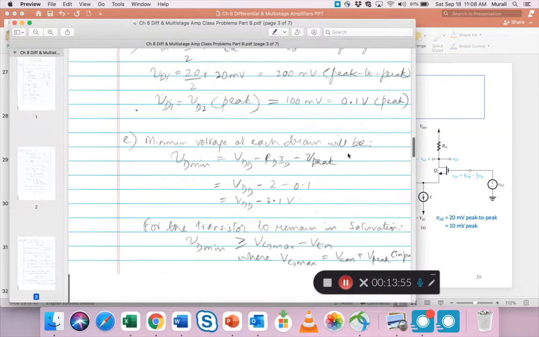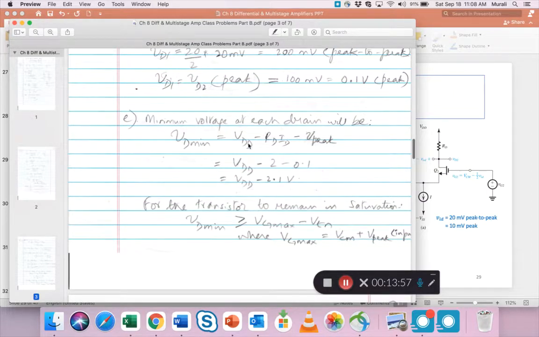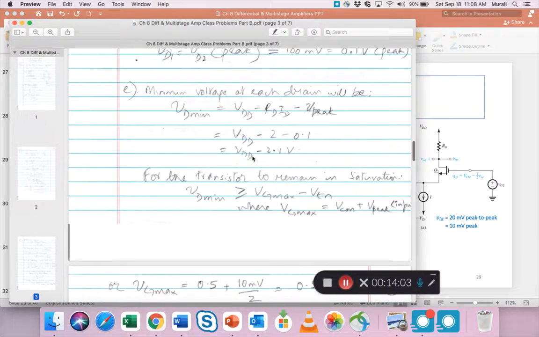Minimum voltage at each drain will be VD minimum, which is this minus V peak, right? So that comes out to be VDD minus 0.21. For the transistor to remain in saturation, VD minimum has to be greater than or equal to VG max minus VTN, where VG max itself is V common mode plus V peak. That's the voltage at each of the gates.